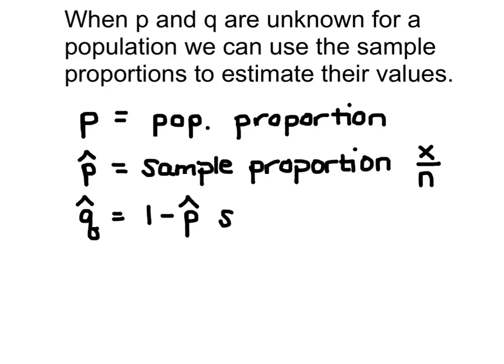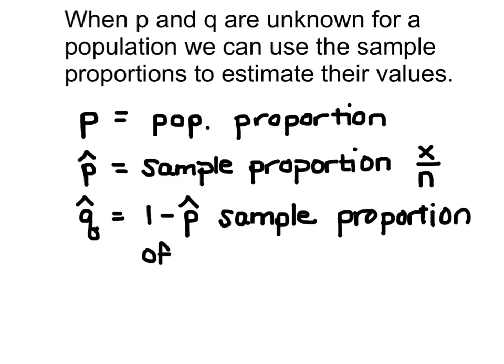and that is the sample proportion of failures, okay? So here we have our new notation: P, population proportion; P hat, sample proportion; Q hat, the sample proportion for failures.